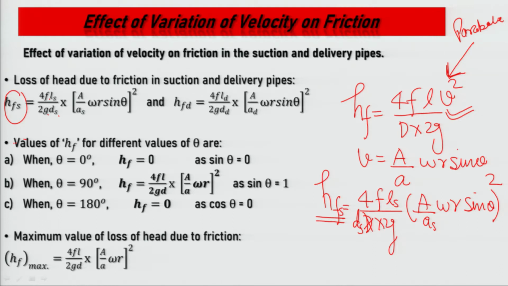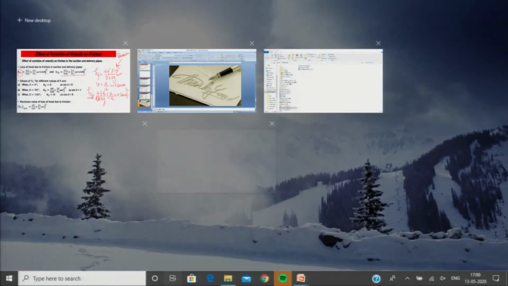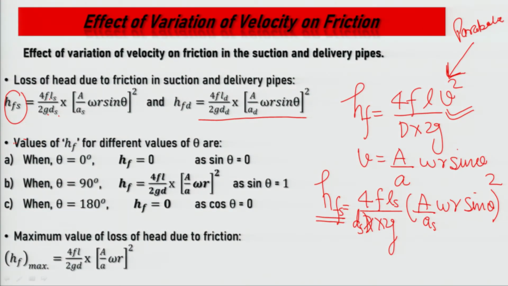Similarly, in the case of the delivery pipe, in place of s we put d: H_fd equals 4f Ld, and so on. This is the effect of friction in suction and the effect of friction in delivery.